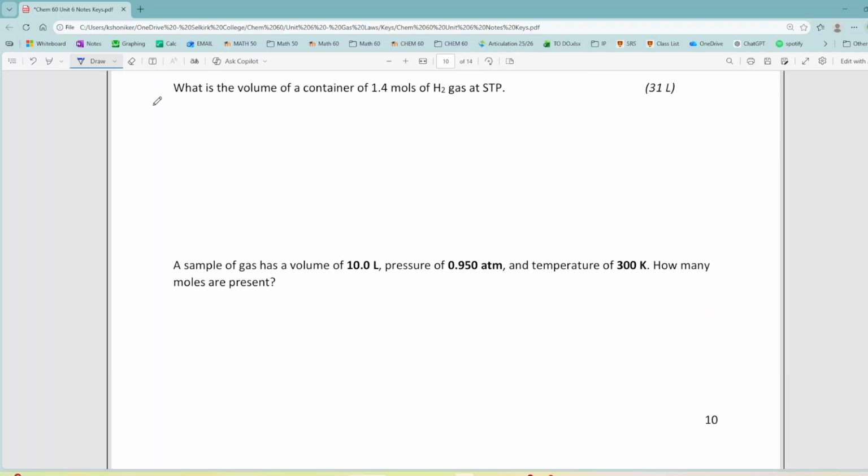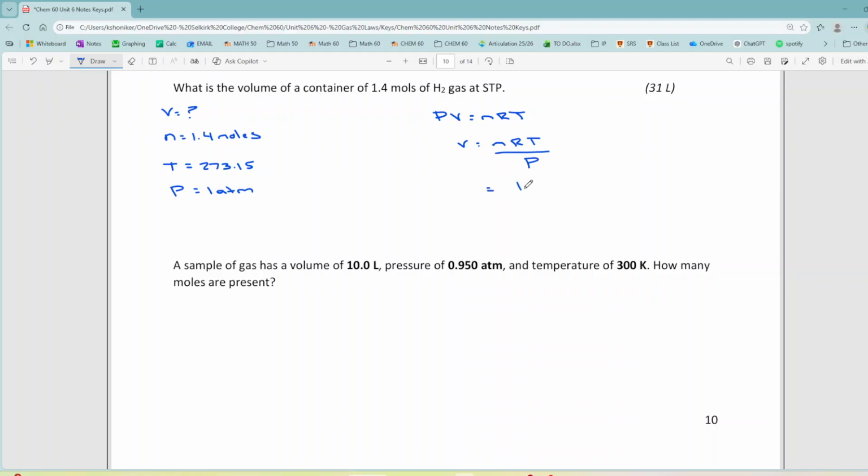This says, what is the volume of a container? So volume is my unknown, of 1.4 moles. So my n value is 1.4 moles of hydrogen gas. So we know this is going to be a gas at standard temperature and pressure. So right away, I know my temperature is 273.15 and that my pressure is going to be 1 atmosphere. And like I said, you can use this formula if you know 3 pieces of information and you need to find the 4th, because the R is always given. So the formula is PV equals nRT, and we're going to use this to solve for V. So we're going to do nRT divided by P.